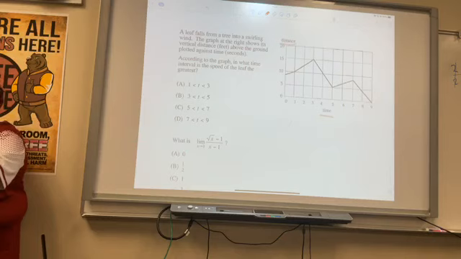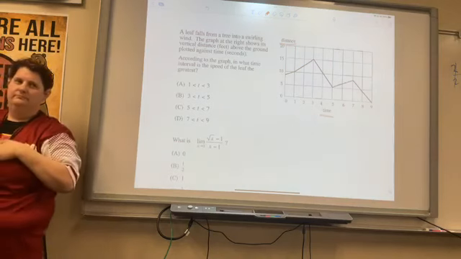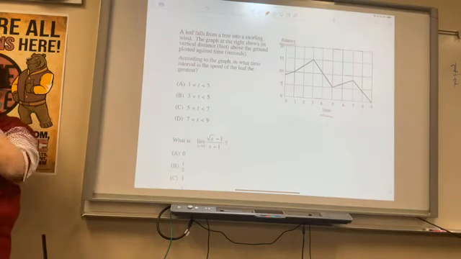Speed. Oh, this is literally easy peasy. Easiest question we've done all day. In which interval is there the greatest increase?